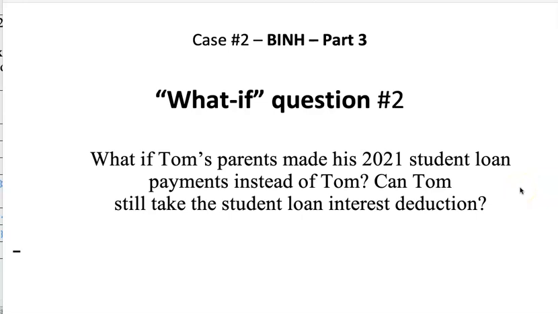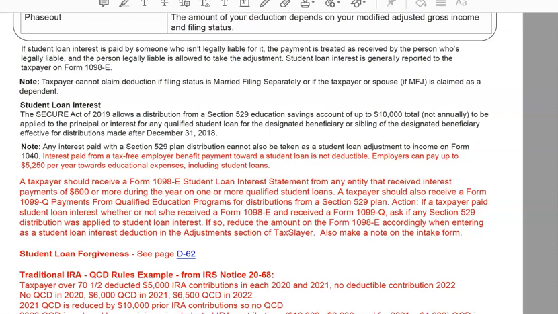Question number 2. What if Tom's parents had made his 2021 student loan payments instead of Tom? Can Tom still take the student loan interest deduction? This is the sort of issue where you should not spend time memorizing the answer. This is the kind of question where you go and look at the reference materials. So let's do that. Here's page E11 in the NTTC version of Pub 4012.